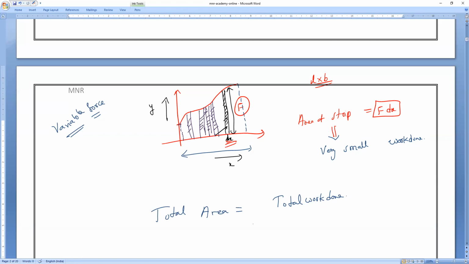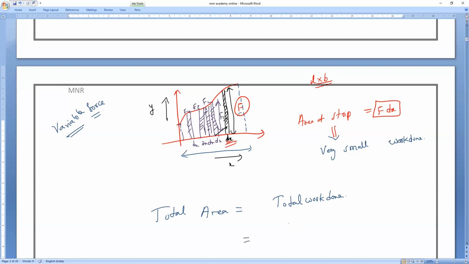The area under this is equal to each part, where the distance is dx. Here also the distance is dx, here also dx, here also dx. Then what will happen? Let me assume this is f, so this will become f1, this will become f2, this will become f3, and this will become f4.